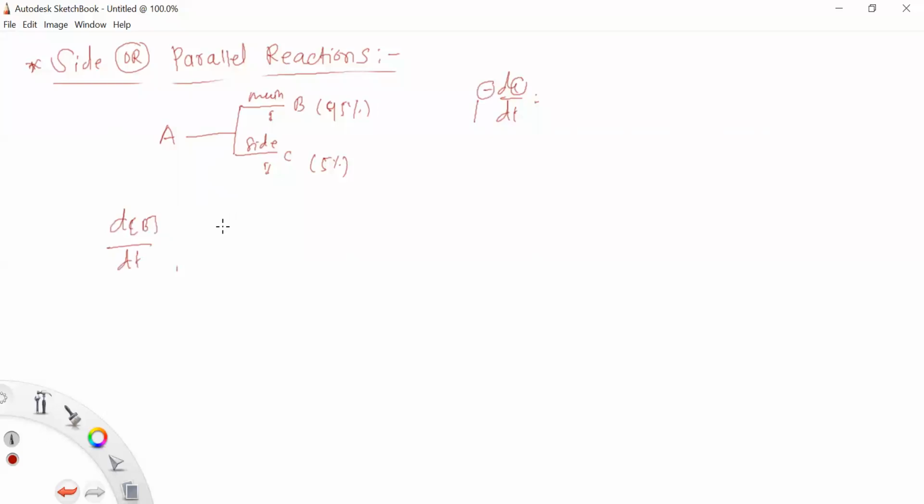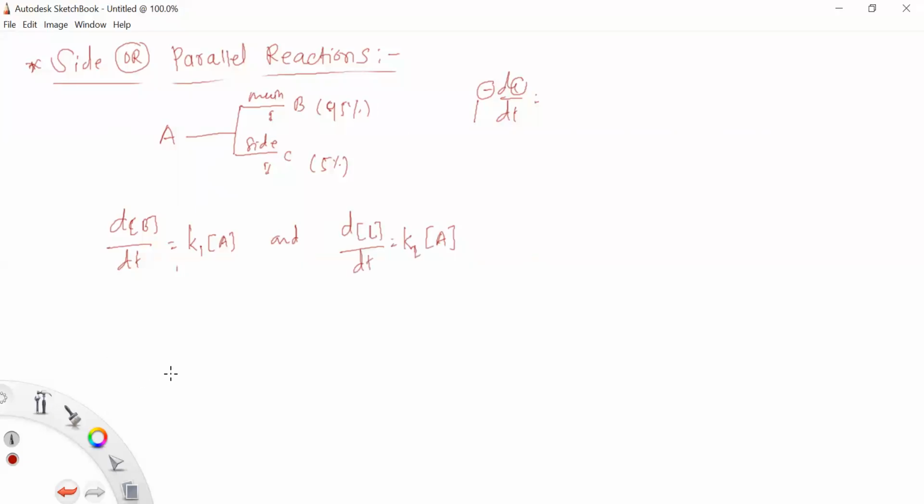So d of concentration of product B with respect to time is equal to k1 into concentration of A, since it is formed from A. So this is the first one. And for product C, d of concentration of C upon dt is equal to k2 into concentration of A. Again, it is formed from A. Okay, so this is the rate law for these two products which are formed in the reactions, right?